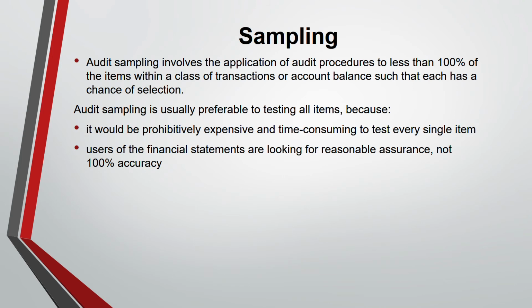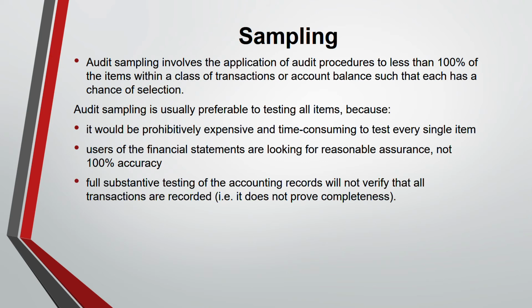Number two, users of the financial statements just want reasonable assurance, they don't want 100% accuracy, so you can use a sample. Third, full substantive testing of the accounting records will not verify that all transactions are recorded. You might have omitted some things. If you're doing full testing on all the transactions, it does not mean all the transactions are recorded. You might hide some transactions, you might not record them. It does not prove completeness. You cannot prove the completeness assertion through testing each and everything. So in this case, sampling is considered more useful.